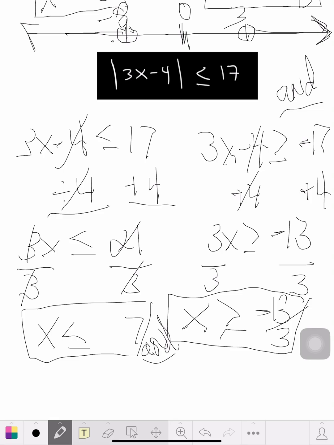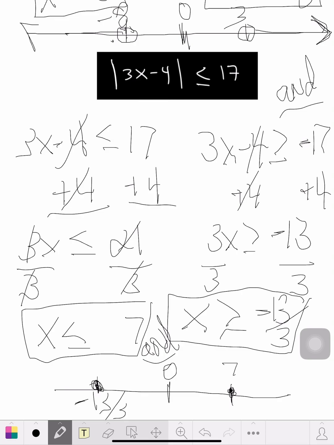Now if we're going to draw this on a number line, let's draw this on a number line. So we'll put a 0 here. We'll put a 7 here for the first one, and we'll put a negative 13 thirds down here. Now, they're greater than or equal to, less than or equal to, so that means these are both going to have closed circles. Now let's determine which way they're going.